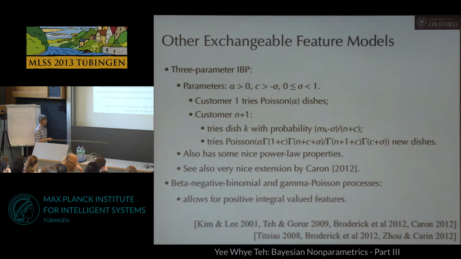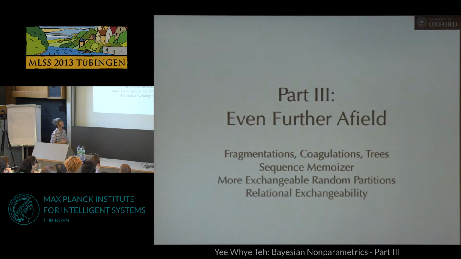All of these processes make use of basic conjugacy in the corresponding exponential family random variables. So, for example, the gamma is conjugate to the Poisson, and the beta is conjugate to the negative binomial, at least to one of the parameters of the negative binomial. Both of these allow feature values which are positive integers, so not just 0 or 1, but 0, 1, 2, 3, 4, and so forth. So they are used for counting sorts of features in this case. Any questions? No? Okay, so I'll move on.